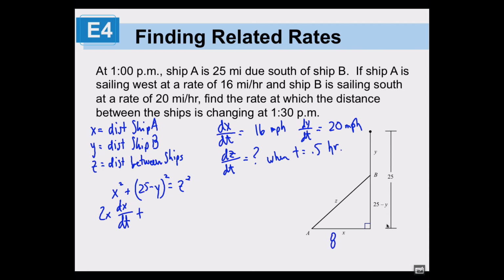Yes. Answer carefully here. 20 miles an hour for a half hour? 10. So y is equal to 10. How do you find z? Pythagorean theorem. This distance would be 15. Yeah. And then we do Pythagorean theorem.